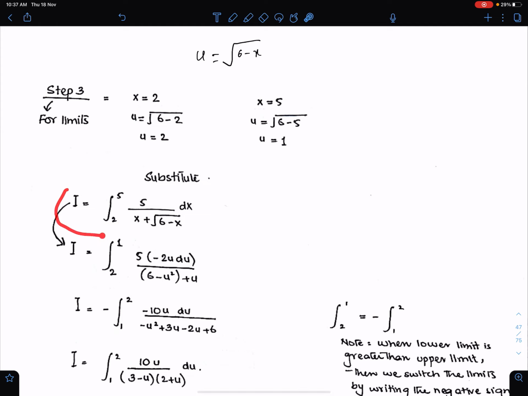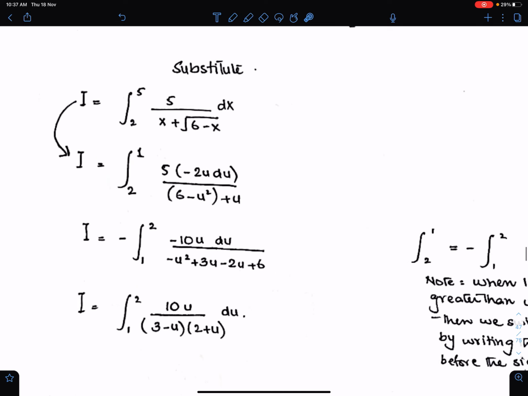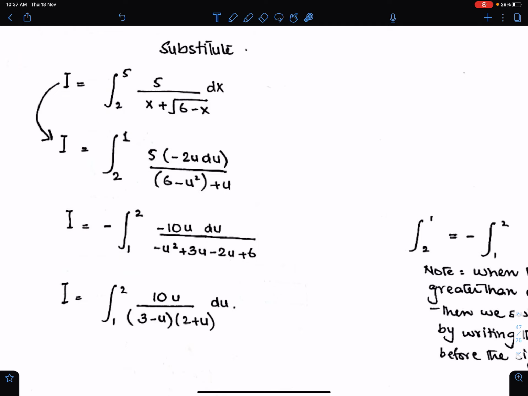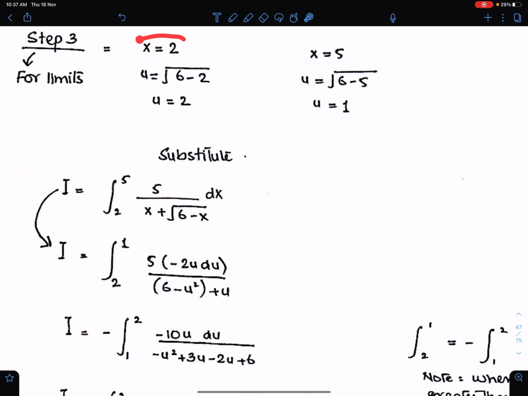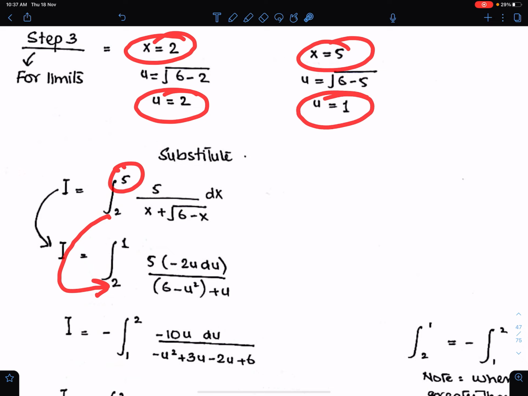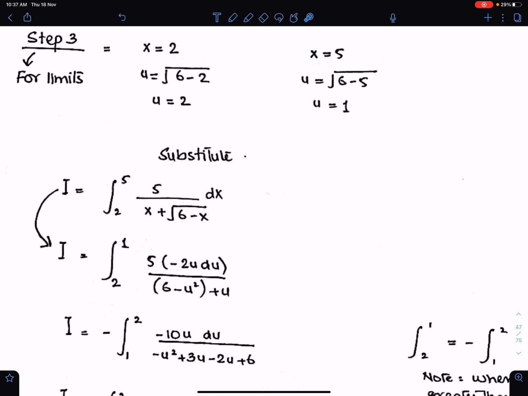Now copy the function. This is the question. Always copy the question before substitution. Now substitute everything into this very carefully. Now first change the limits. See, when x was 2, then u is 2. So write 2 here. And when x was 5, then u is 1. So write 1 here. Write the corresponding values of the limits. The corresponding value of this 2 is 2. And the corresponding value of 5 is 1.